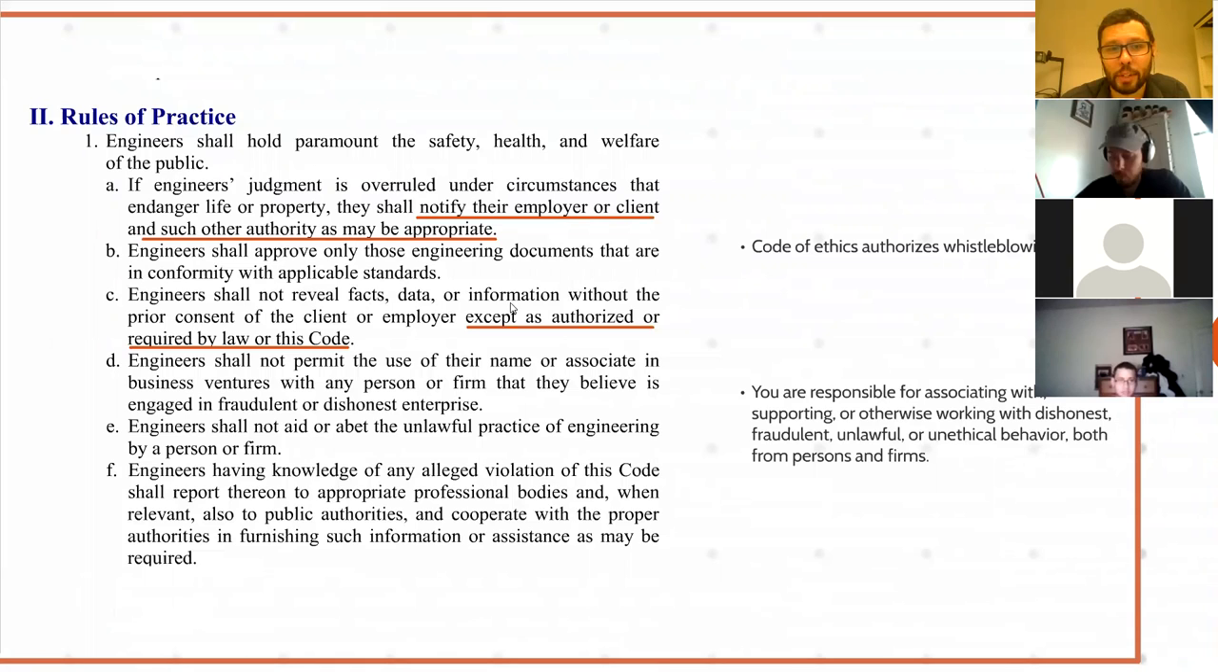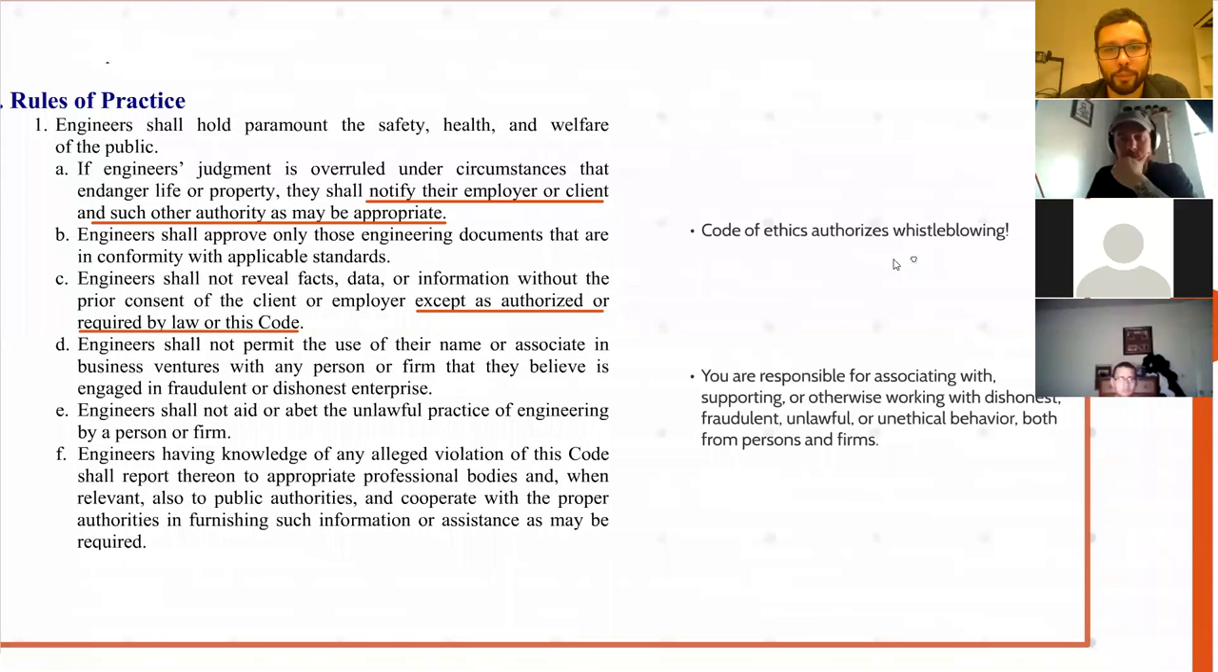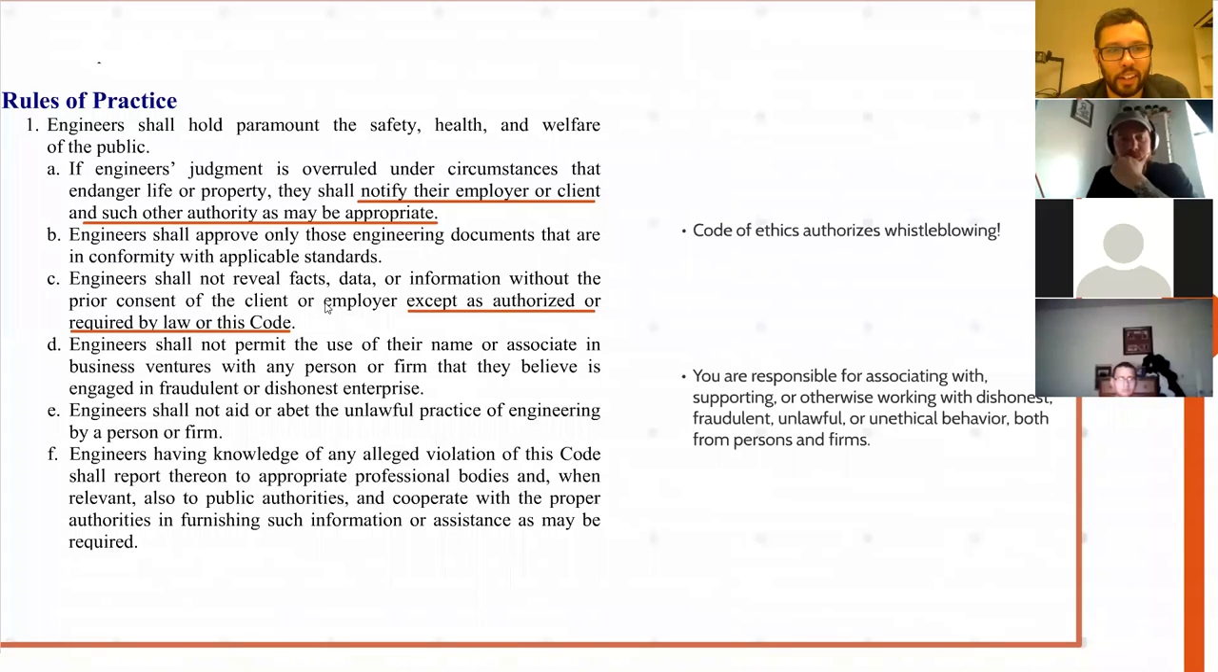Engineers shall not reveal facts, data, and information without prior consent of the client and employer, except as authorized by the law or code. What you should be getting out of this is that the Code of Ethics authorizes whistleblowing. It recognizes that sometimes the safety of the public requires that you step outside of your contracts with your employers, your contracts with your clients, to go to some third party, some other authority. So the Code of Ethics is clear right off the bat that your contracts with your clients are less important than the safety, health, and welfare of the public. And if there's a conflict with this, then the public wins out.